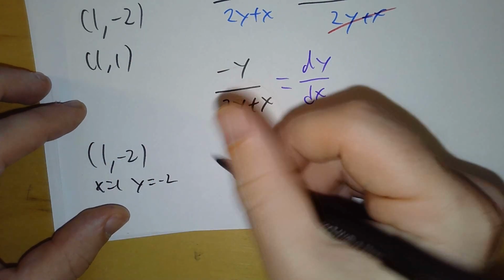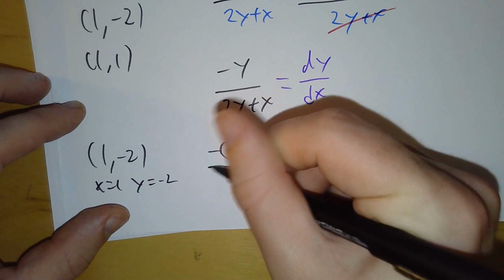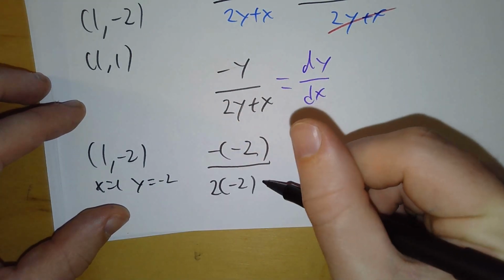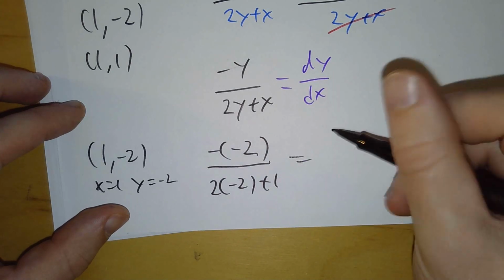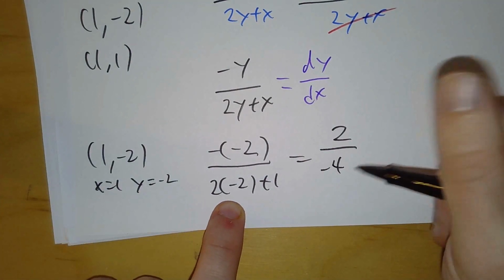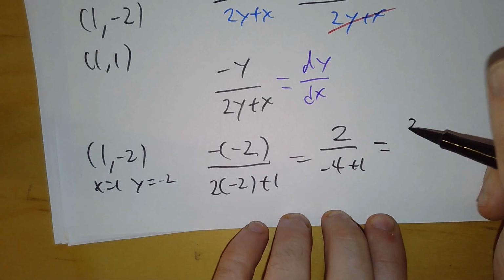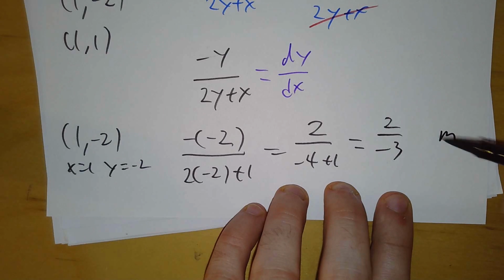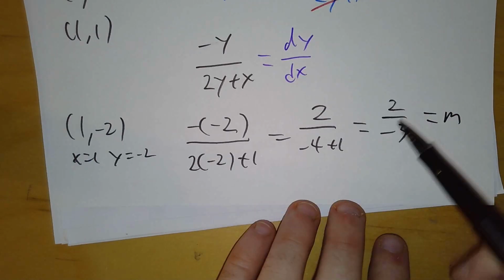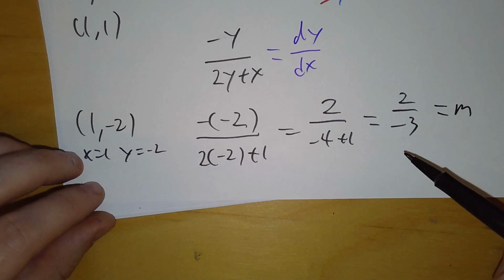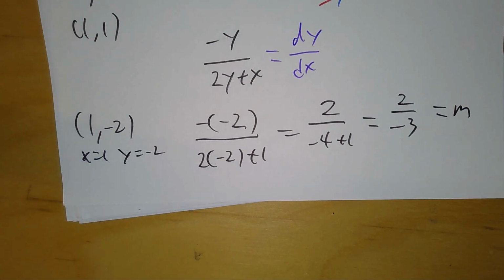Let's plug it in. So we're gonna get negative 2, right? Let's be putting that in. 2, negative 2 plus 1. That's gonna be 2 over, that's negative 4 plus 1. That is 2 over negative 3. So my slope for 1 comma negative 2 is 2 over negative 3. Okay.